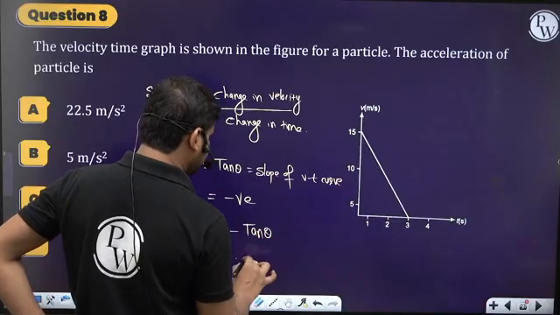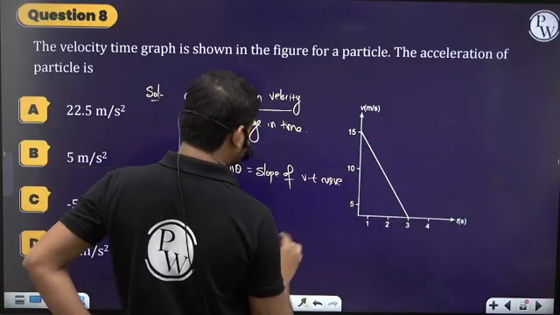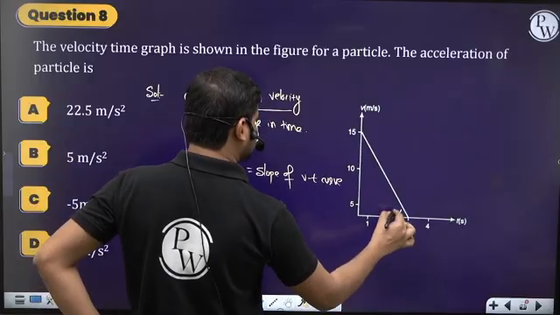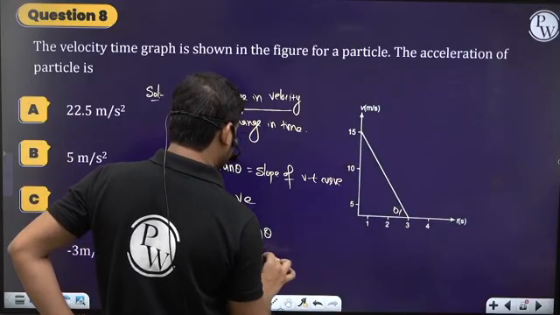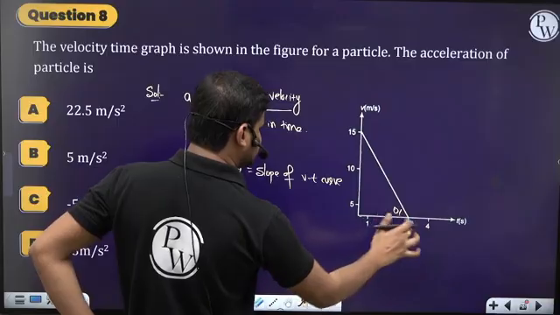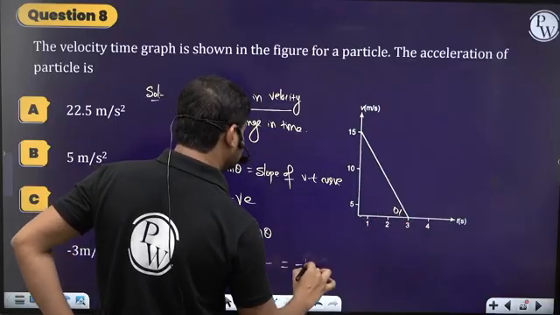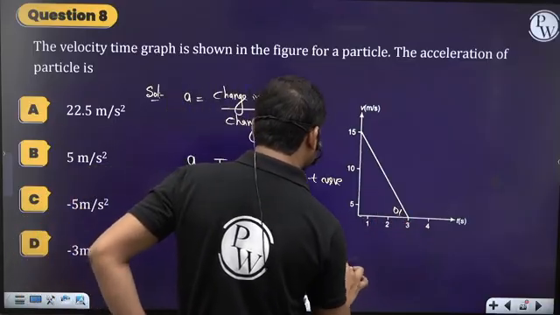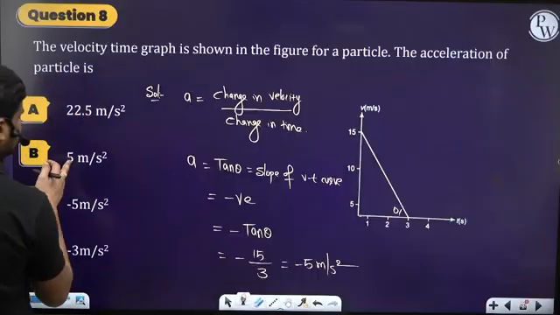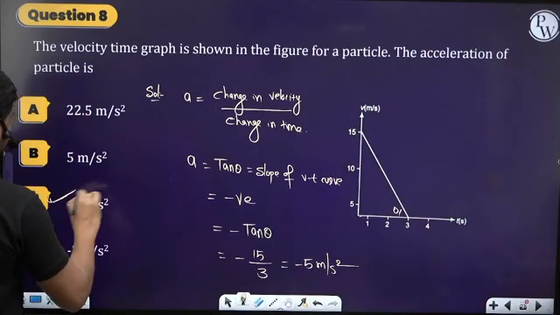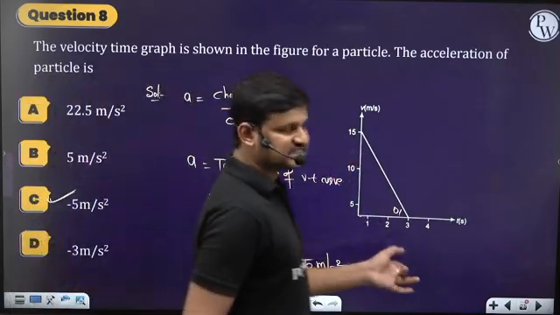So minus tan theta. What is tan theta here? Opposite is 15 by adjacent. Adjacent is 3. So minus 15 by 3, which is minus 5 meter per second square. So don't take plus 5. It's minus 5 because it's negative acceleration.